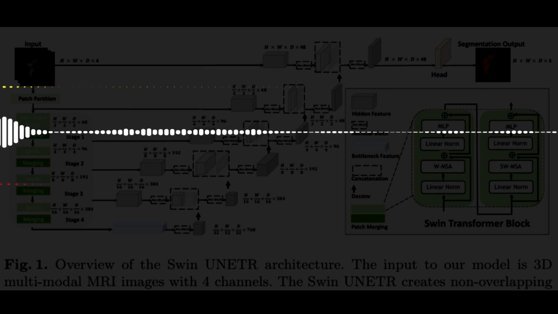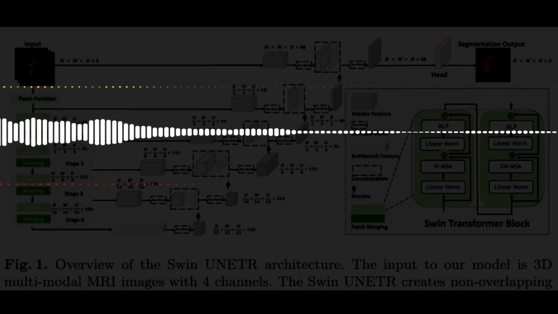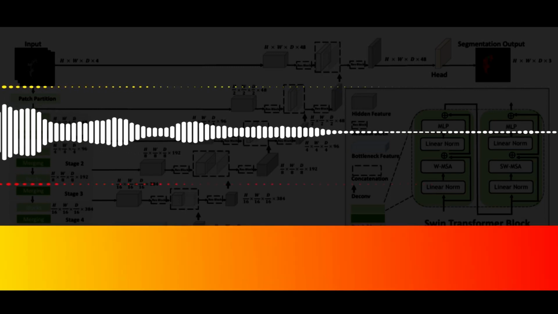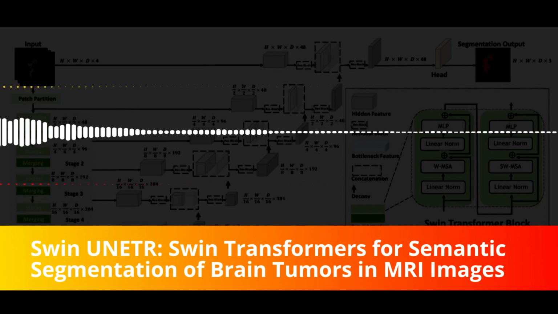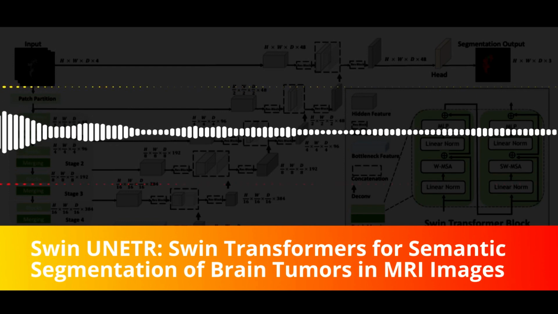Welcome to the deep dive. You've shared some really fascinating research today, and we're going to explore how a new AI model is tackling the pretty complex challenge of identifying brain tumors in MRI scans. Yeah, it's a critical area. Absolutely. And this isn't just about finding something. It feels like a foundational step that could really improve how clinicians diagnose, understand, maybe even plan treatment.